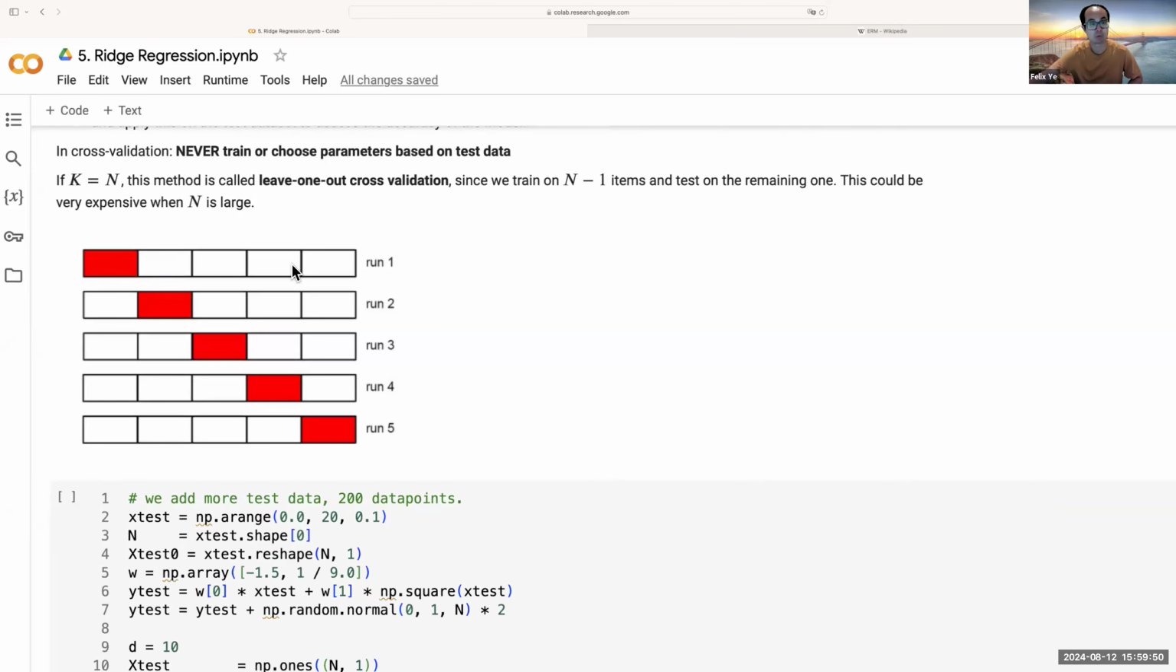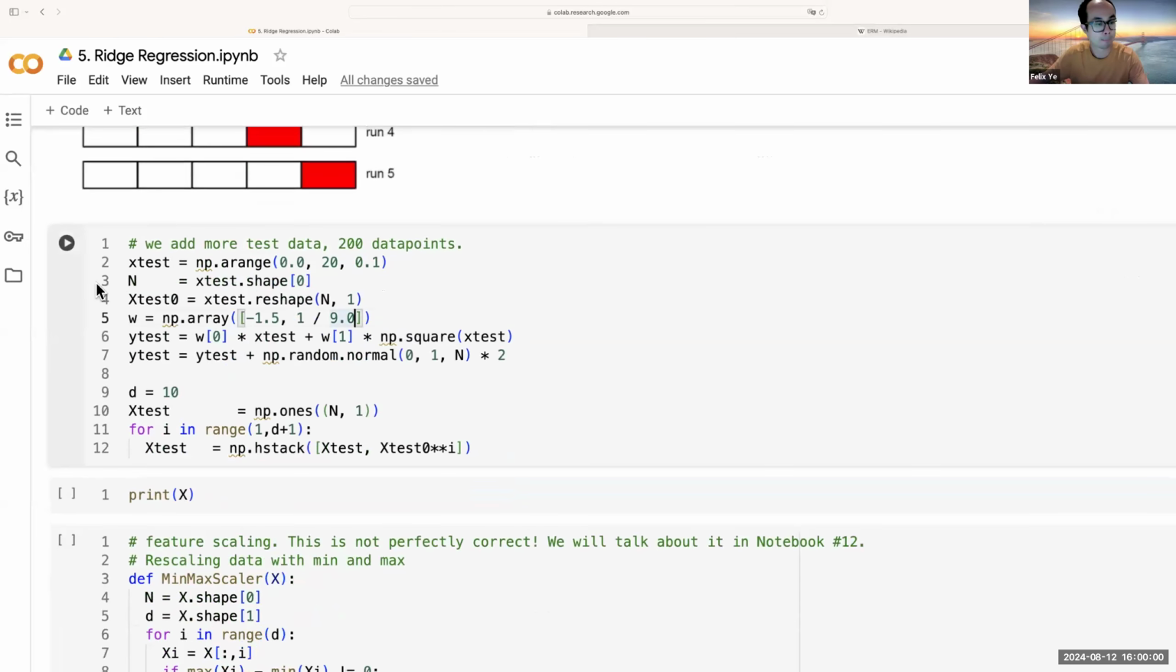This is basically what we have talked about. This is fivefold. The red right here is the validation set, and everything else will be the training set. We do exactly the same thing. Here we're adding more testing data, 200 more points, just to give you some idea.